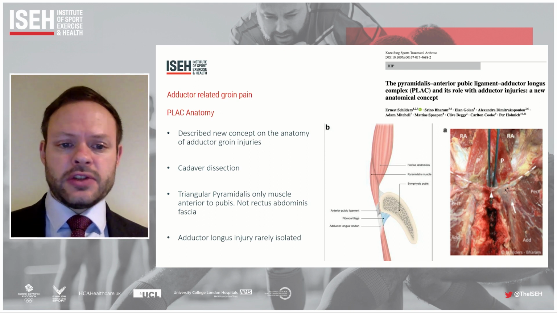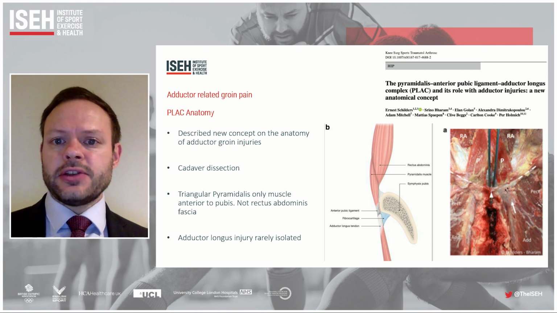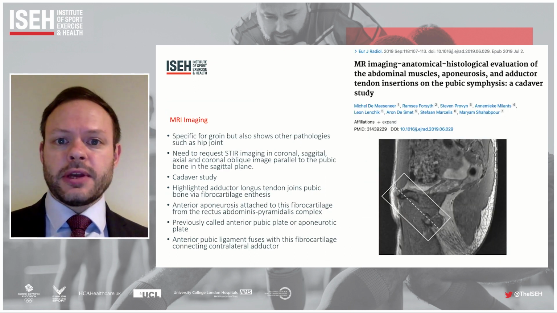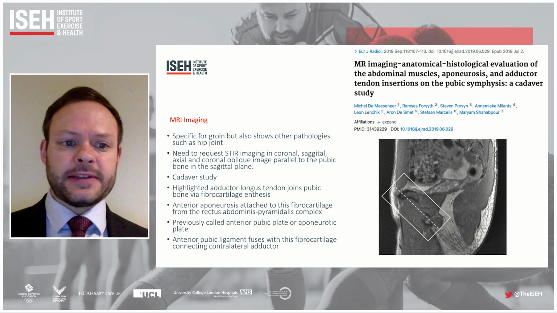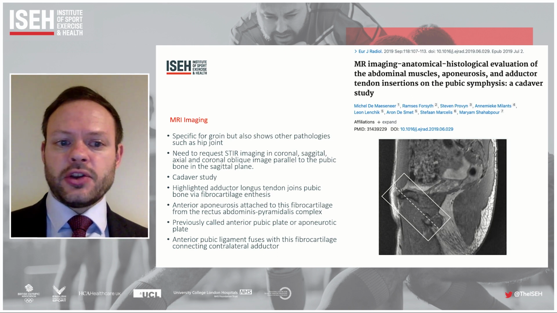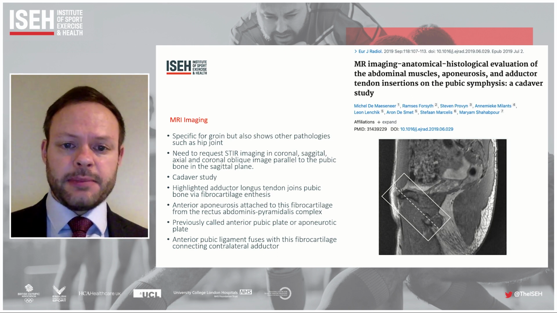So adductor longus injuries are rarely isolated. They are usually a complex injury, and Schilder's group with MRI scanning has been able to give us a much better understanding of that complex anatomy. They've highlighted a fibrocartilage with specified MRI images. You need a coronal oblique image to give this type of view, and then you can really start to assess the pathology.